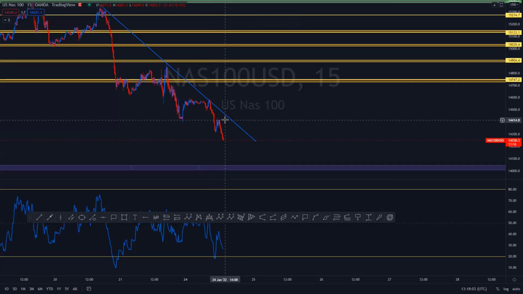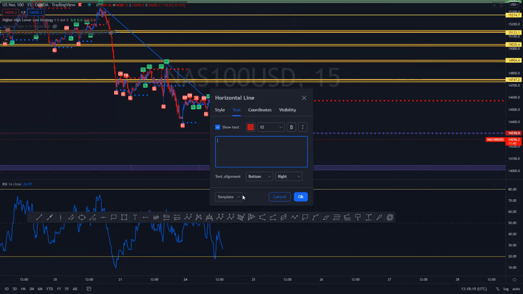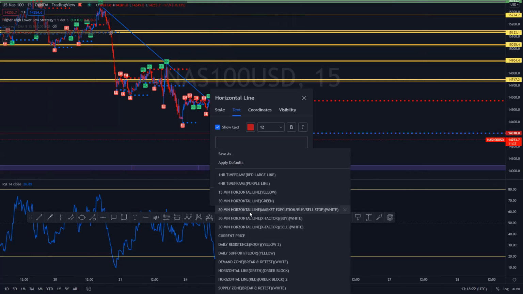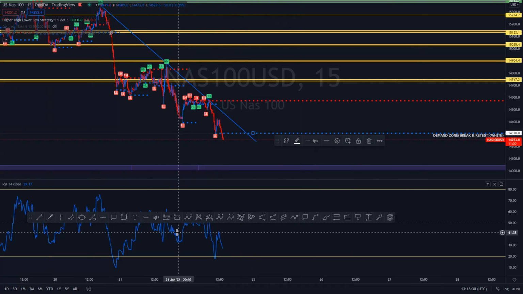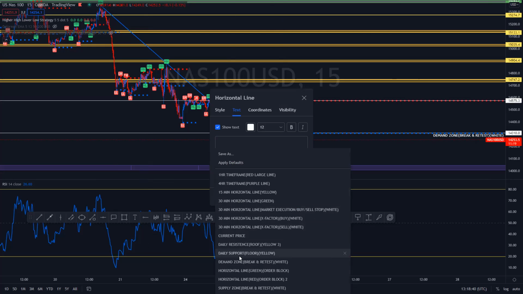So then the next thing I'm going to do is turn on my higher-low, lower-low strategy indicator. And I just identified a breakage, the most recent breakage. So this is going to be the demand zone, break and retest white, which it broke. Then this is going to be break and retest for the buy. So it's going to be our supply zone.